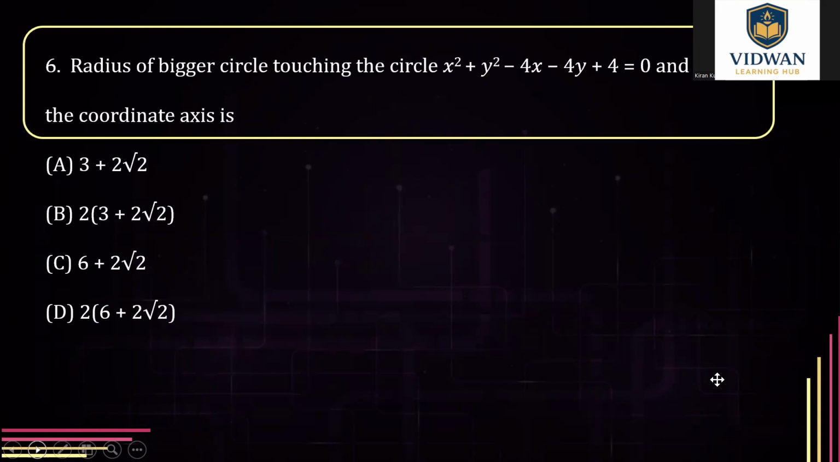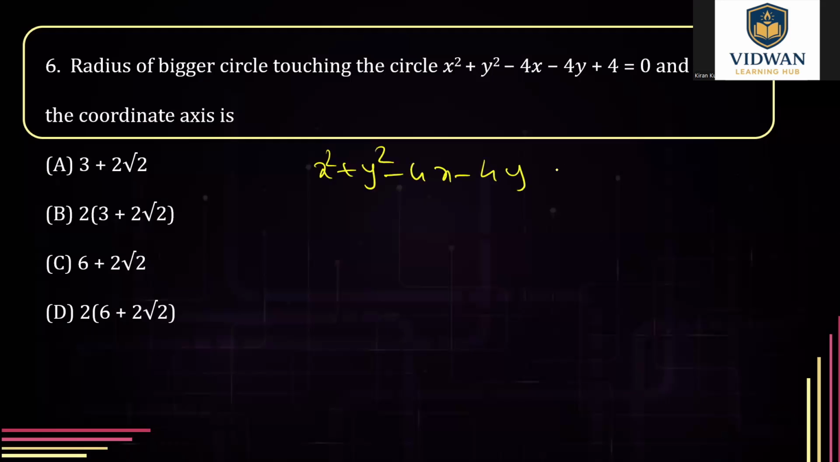So all of you try this. What is the radius of the bigger circle which is touching this circle and both the coordinate axis? Actually, you will have two such circles. That is why they use the word bigger circle, because there can be two circles touching this as well as coordinate axis. So the given circle has center as 2, radius as 2. So you can check that clearly.